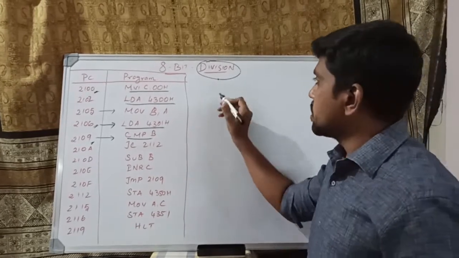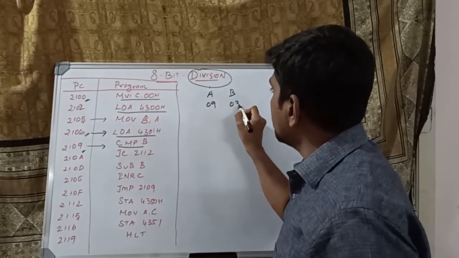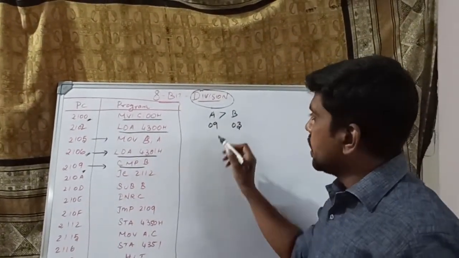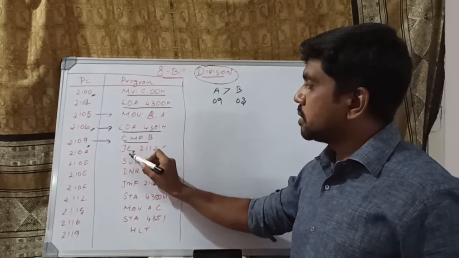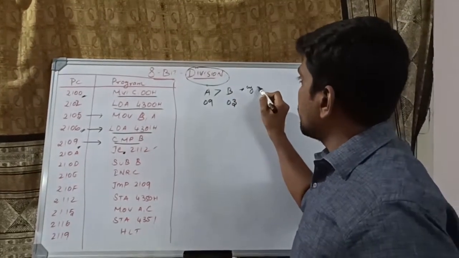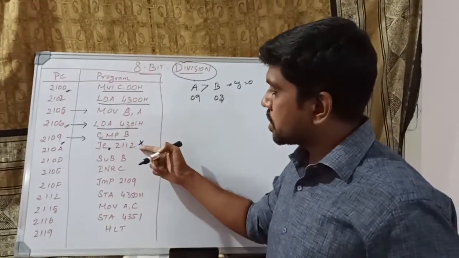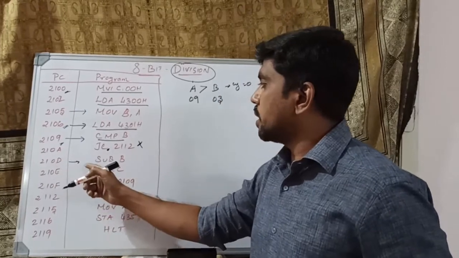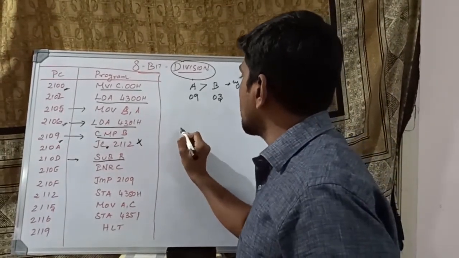Now comparing the 2 register values A and B. The A register value is 09 and the B value is 03. Comparing the 2 contents, the A value is greater than B. Next check the condition JC 2112, where JC represents jump on carry. As I told you, when A is greater than B the carry value is 0, so no carry is produced and this condition is false. Once the condition is false, it executes the next instruction. The next instruction you get from 210D. Here you write SUB B, subtracting the two register contents, and now the A value is 09.